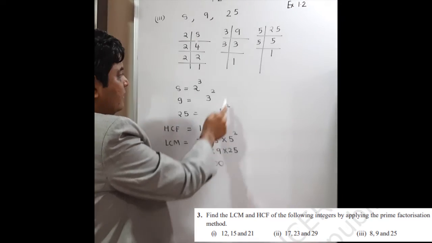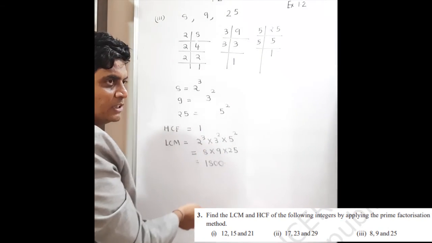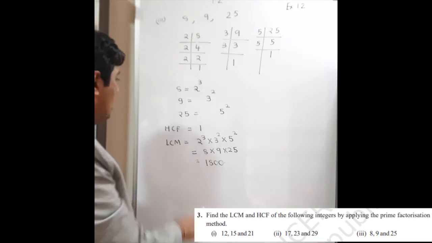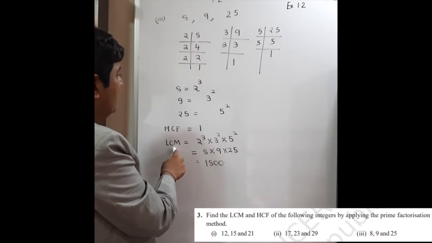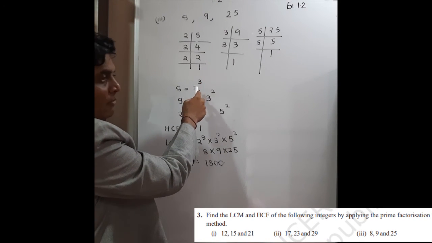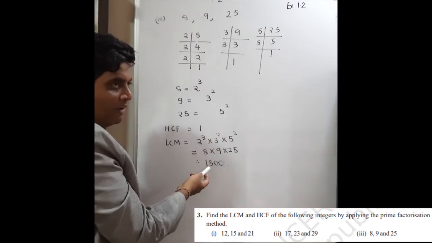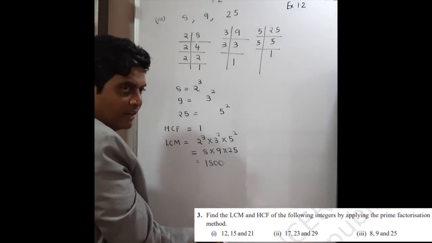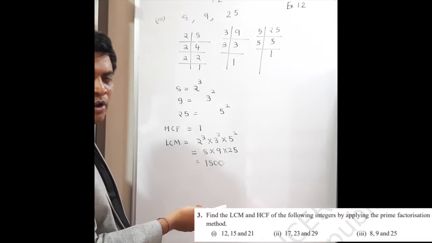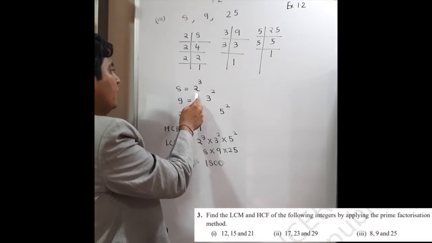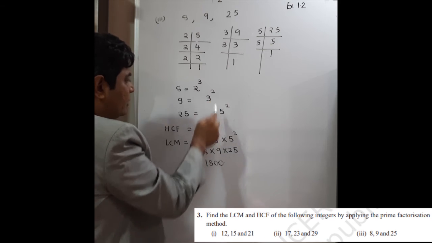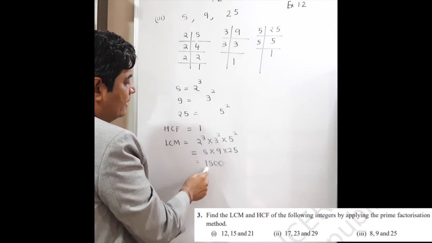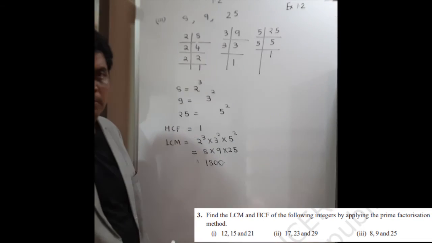What is the HCF? It is the common factors. There is no number which is common amongst them. So your HCF is equal to 1. LCM will be highest power of the common factors. There is no common factor, and multiplied by other factors as well, or uncommon factors as well. So whichever factor you are taking, you have to take the highest power. Here you have only 2 raised to 3, 3 raised to 2 and 5 raised to 2. 8 into 9 into 25. So answer will be 1800. Please note down.